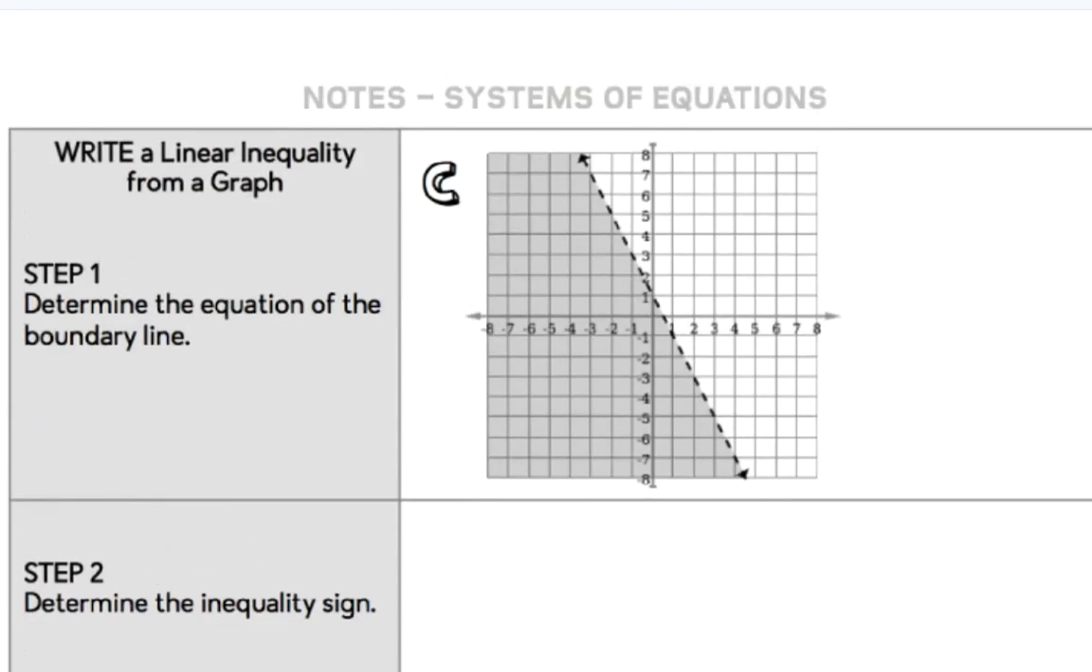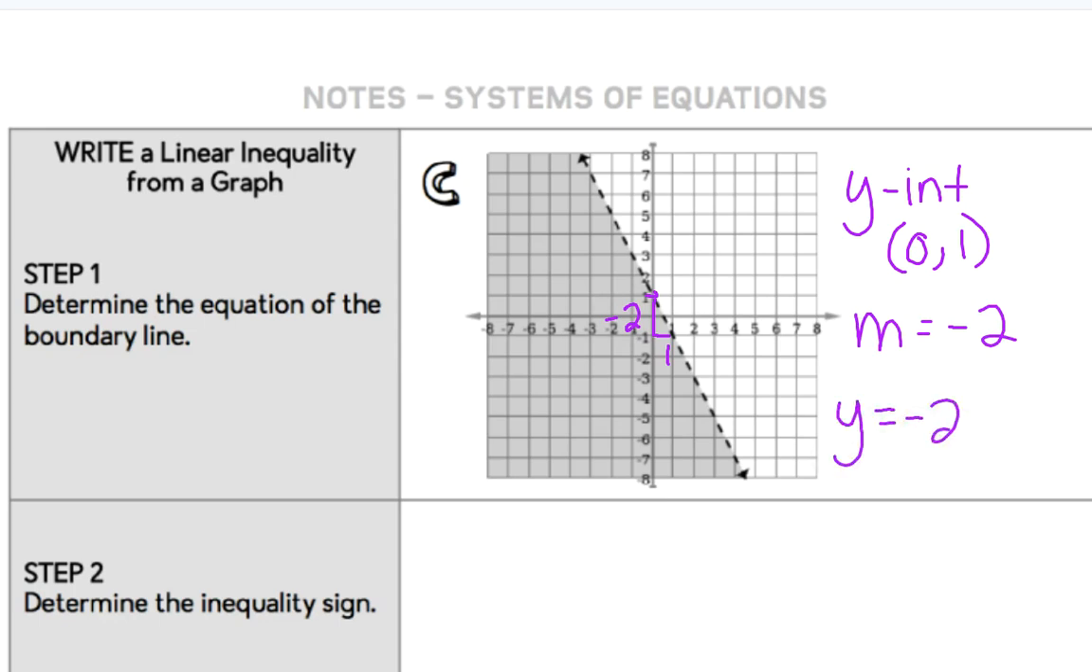The other thing I need to be able to do is write the inequality given a graph. So we're going to go through the steps to do that. Here we have a graph. It is clearly a linear function. Some key points that I can figure out about it: I can see that the y-intercept is at 0, 1. And if I look, I can see that my slope is going down 2 over 1. So that tells me that my slope is -2. And that means that my boundary line is -2x plus 1.